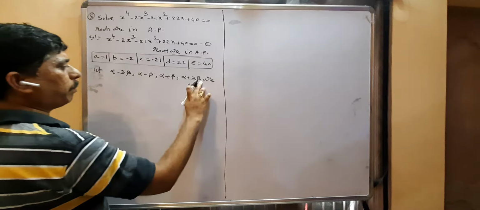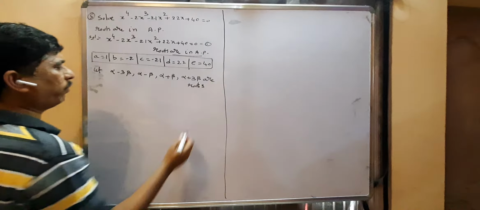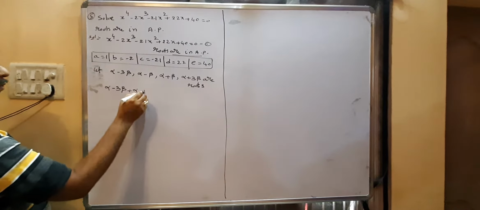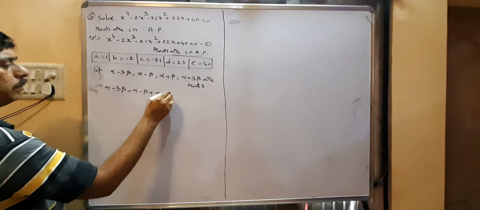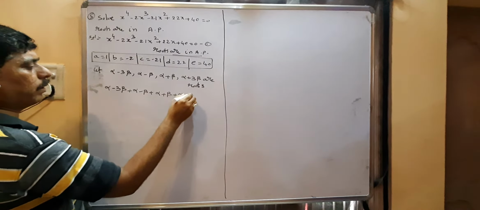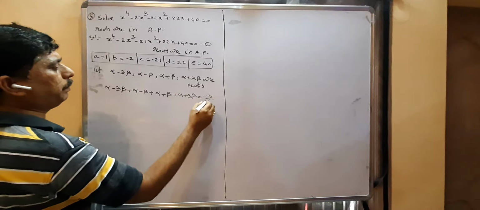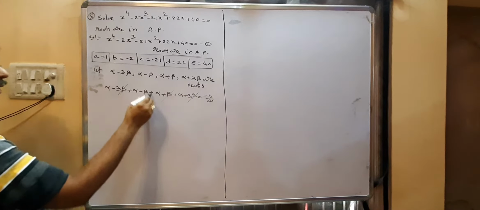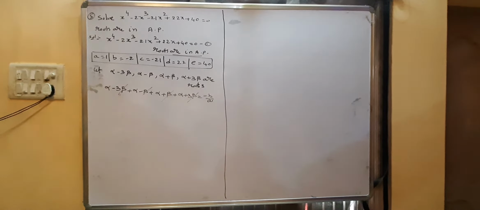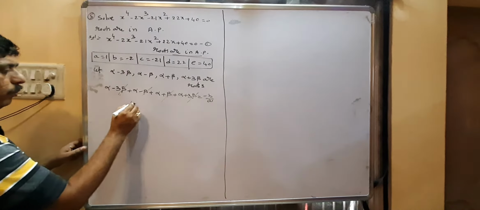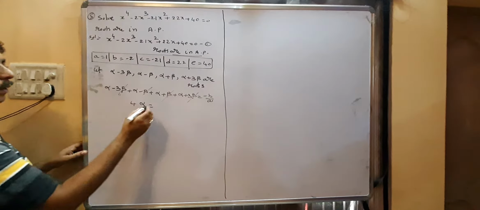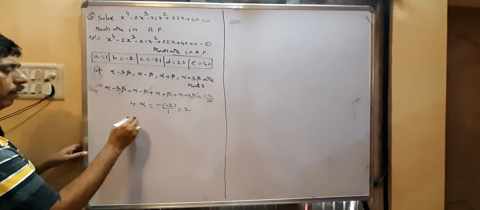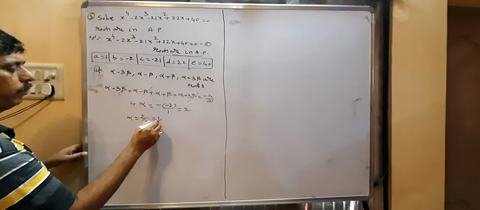Now you have to find the sum of the roots. That means alpha minus 3 beta plus alpha minus beta plus alpha plus beta plus alpha plus 3 beta. The formula is minus b by a. Now the 3 beta and the beta get cancelled. Alpha plus alpha plus alpha plus alpha is 4 alpha. 4 alpha is minus b by a, minus of minus 2 by 1, which is 2. Then alpha equals 2 by 4, that equals 1 by 2.